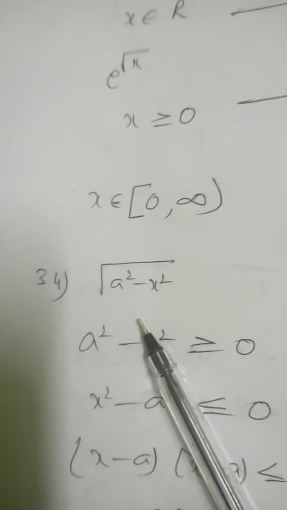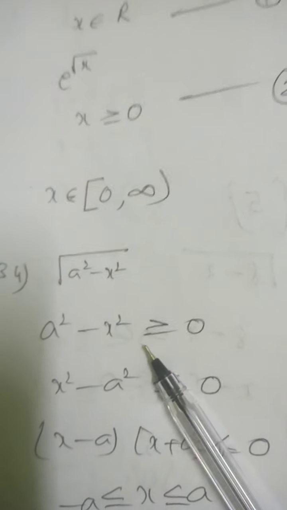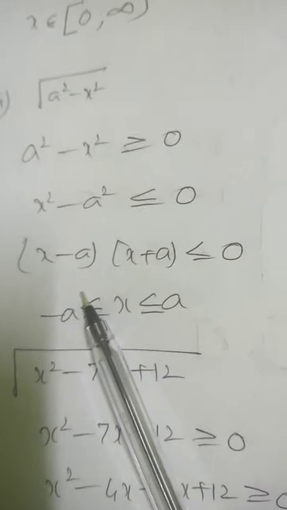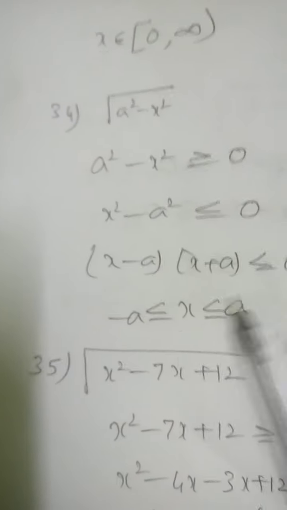Next question, root a square minus x square. a square minus x square is greater than or equal to 0, or x square minus a square is less than or equal to 0. So x minus a into x plus a. x lies between minus a and plus a.